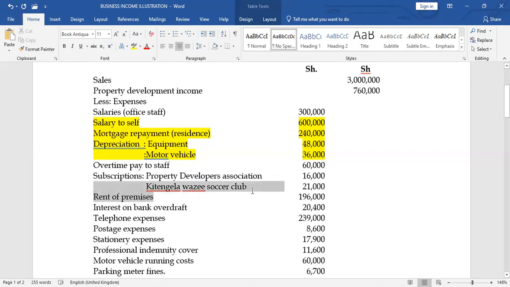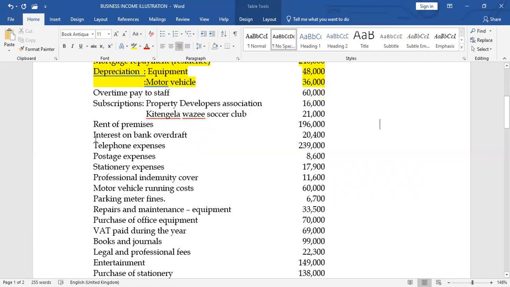Rent of premises. How would you be able to differentiate whether it's for business or self? Now we can only assume, and in tax exams, you are told to write any assumption that you have made, because if it is for self, it becomes taxable. Rent of premises, where he's running his business from, he pays rent. Do you think that is allowable? Yes, it is allowable. Interest on bank overdraft is allowable. Telephone expenses, allowable.